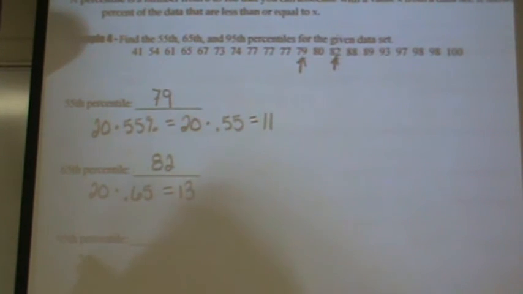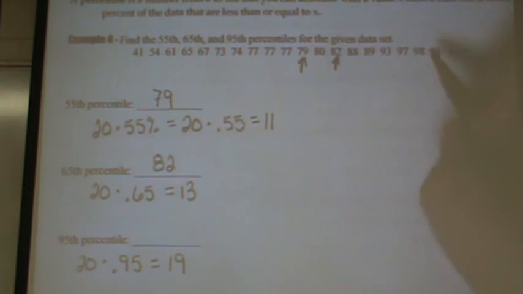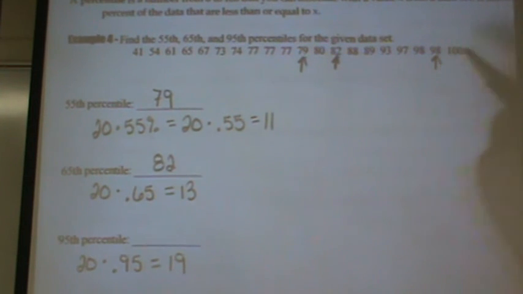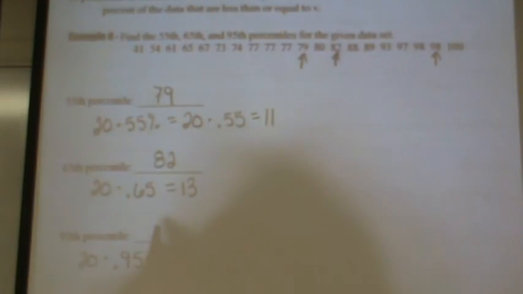And then for 95, we're going to take our 20 and multiply now by 0.95. And we get 19. So if we had 20 values in our entire set, 19 values in should be at 98. So 98 is our 95th percentile.